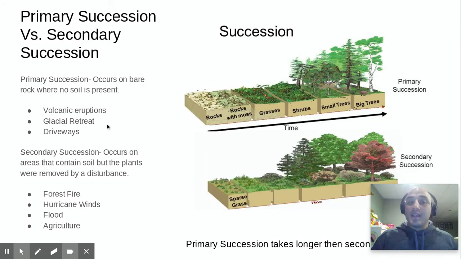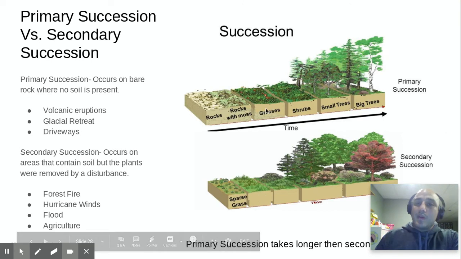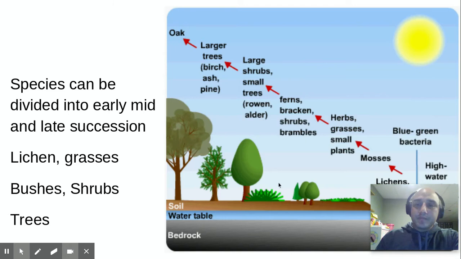All right. This is basically telling you where primary succession will occur: volcanic eruptions, glacial retreats, and driveways. And then a forest fire, hurricanes, or floods, or agriculture could be a result, or will end up causing secondary succession. Once again, we get the smaller plants to the bigger plants and end in that climax community. Going back, this is over time. All right. There's another image here.